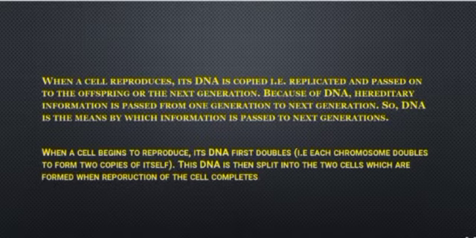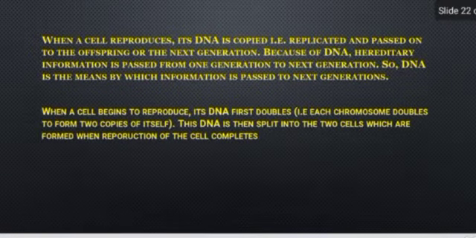So this is possible because of DNA replication, and they will be pushing the equal amount of DNA to their offsprings. When a cell begins to reproduce, its DNA first doubles. That means each chromosome doubles to form two copies of itself. This DNA is then split into the two cells which are formed when reproduction of the cell completes. The same thing I will be just showing you in a diagrammatical way.